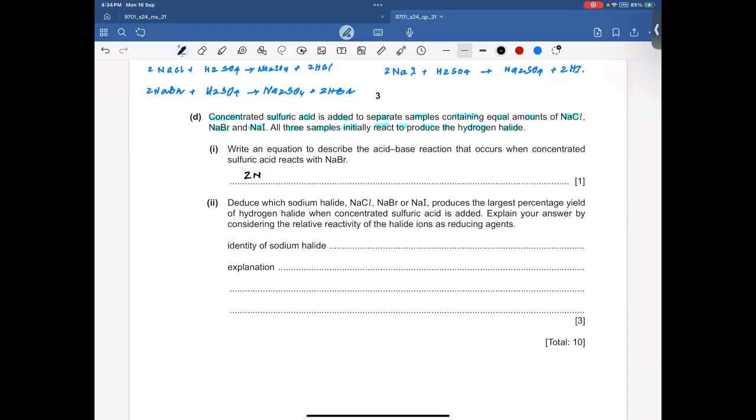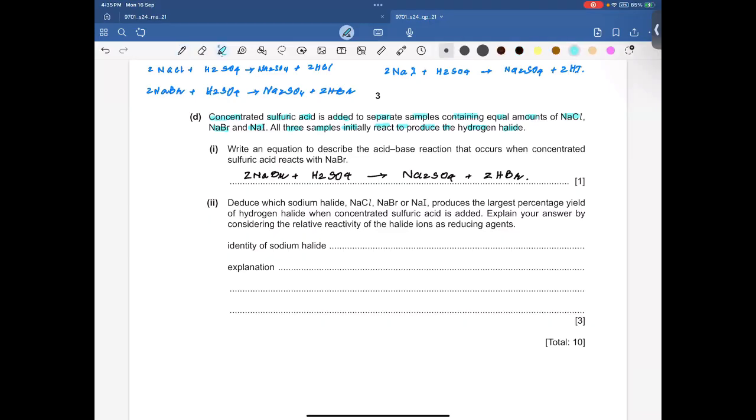So it's basically sodium bromide reacting with concentrated sulfuric acid, converting into sodium sulfate and misty fumes of HBr, that is hydrogen bromide.